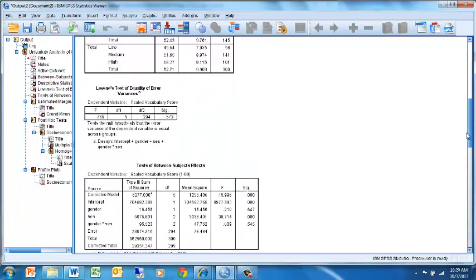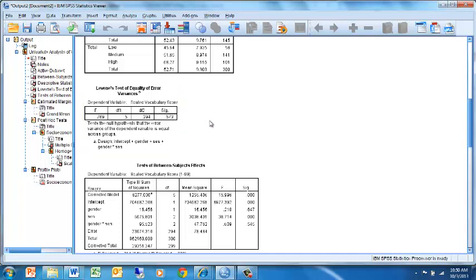The next thing that we do is we consider whether we have met the homogeneity of variance assumption. This homogeneity of variance assumption is what allows us to basically pool our variances across all of the different cells in this study. Since our significance value is larger than 0.05 or 0.01, we fail to reject the assumption of homogeneity of variance.